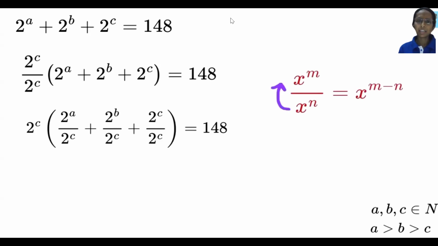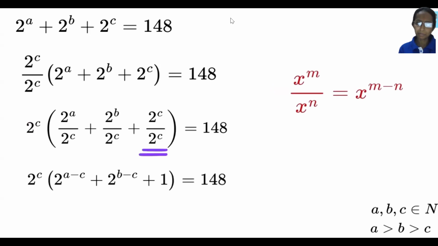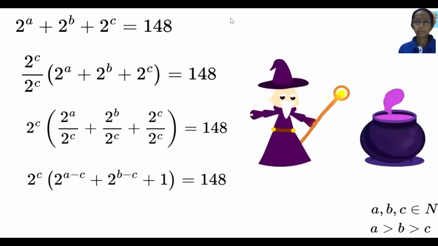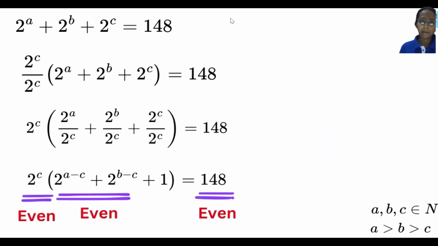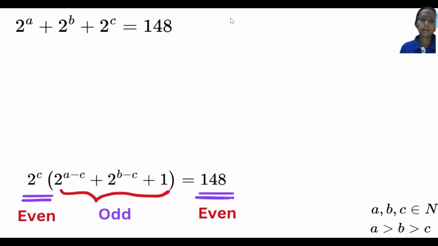Now, we know that any number x to the power m upon the same base to the power n is equal to x to the power m minus n. So, we can write this as 2 to the power c into 2 to the power a minus c plus 2 to the power b minus c plus 1. Now, here comes the magic. This part is even. Now, we can observe that 2 to the power c is always even, and this part is even, and when we add 1 to it, we are having the second bracket to be an odd number.